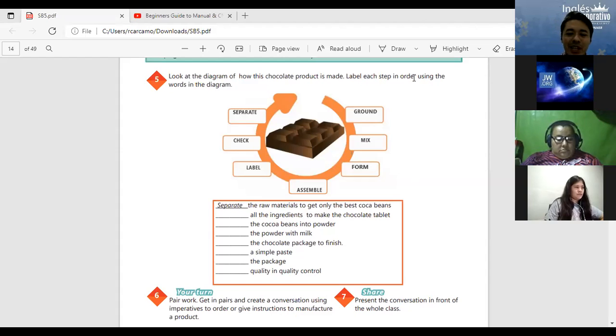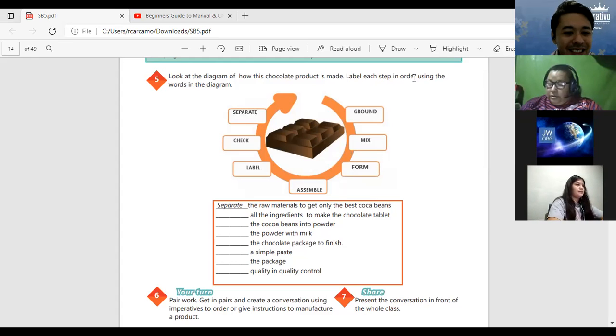So let's check this just to finish with the exercise. We already have the first one, and it says separate the raw materials to get only the best cocoa beans. Volunteer to go with the second one. Any ideas for the second one? Let's see. Check all the ingredients to make the chocolate tablet, right? Very good. Nice, Beatriz. Excellent.